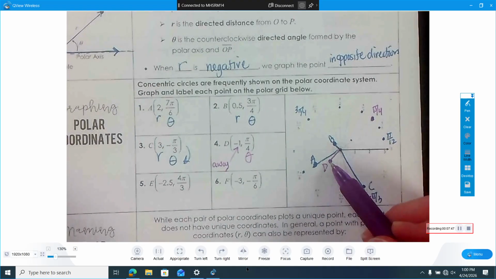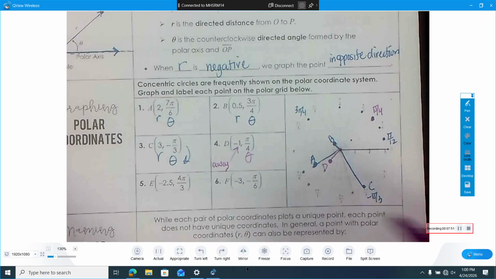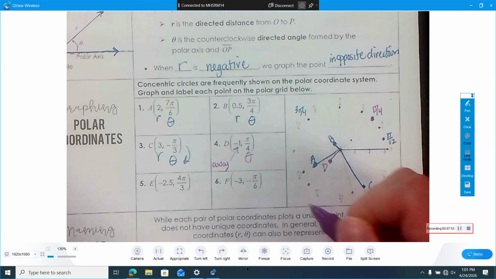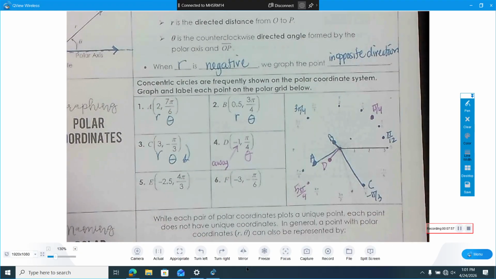So what angle is it headed toward? 5 pi over 4, I think that's right. 5 pi over 4. Yeah. So it's just going exactly in the opposite direction, away from the angle instead of towards that angle.